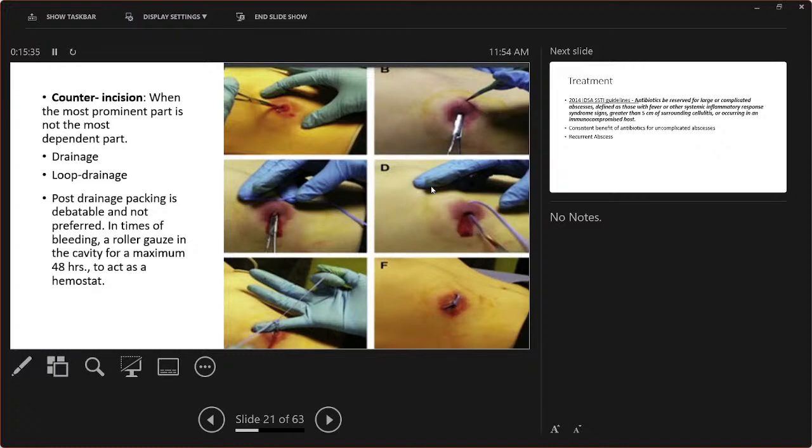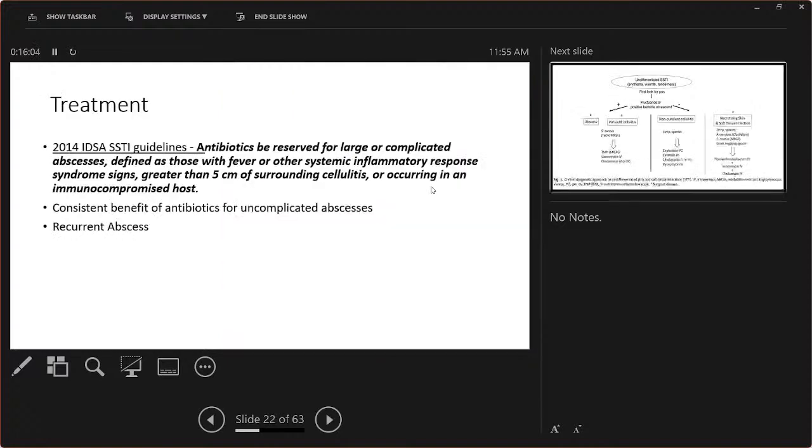Another technique for drainage is using a loop drainage technique that is seen here. In order to drain the pus, we use a loop that we tie like this and allow the pus to drain over time. Post-drainage packing is debatable and not preferred. Previously we used to pack the abscess after incision and drainage. Now it is not preferred.